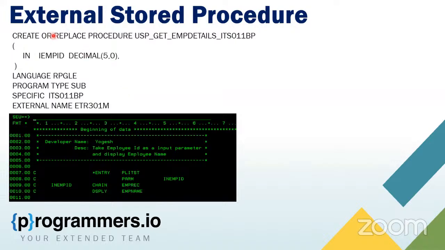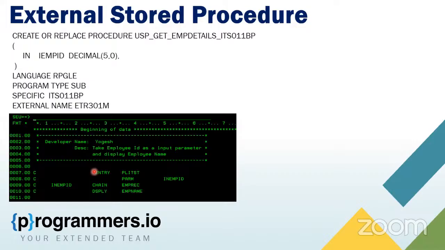So this is my stored procedure that is receiving one parameter. Language is RPGLE, not SQL. Program type SUB, specific name, and the external name. What is that external name? This is my RPGLE program name. And this is the source of that RPGLE program.